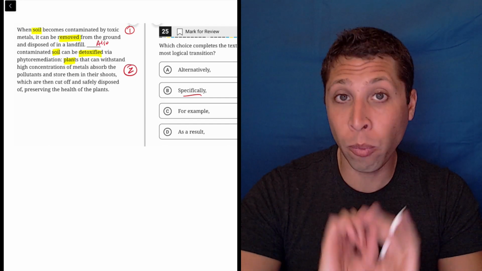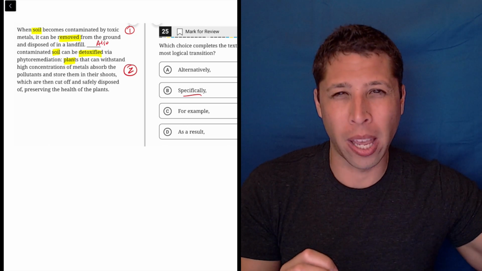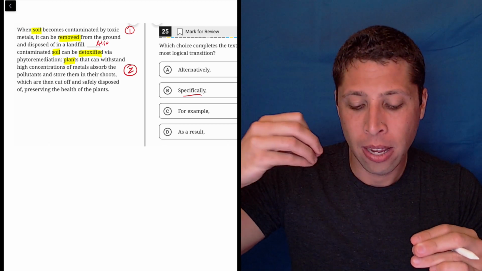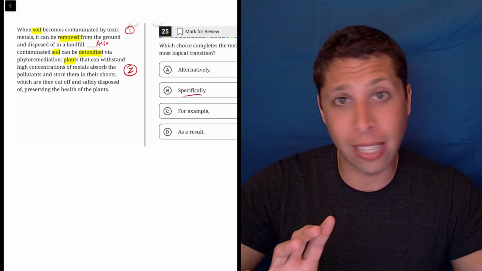The first is one way to do things, remove the soil. The second is a completely different way to do things. So it's not a more specific definition of what we just got, right? In number 1, we're getting one path, one method. In number 2, we're getting a different method.